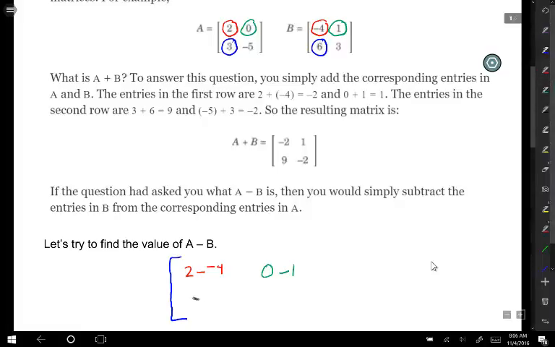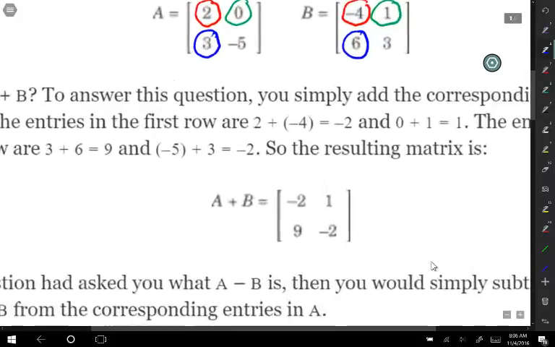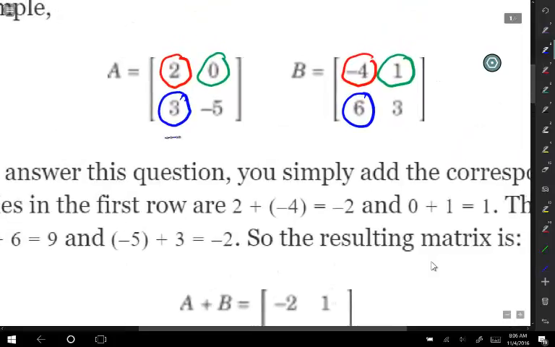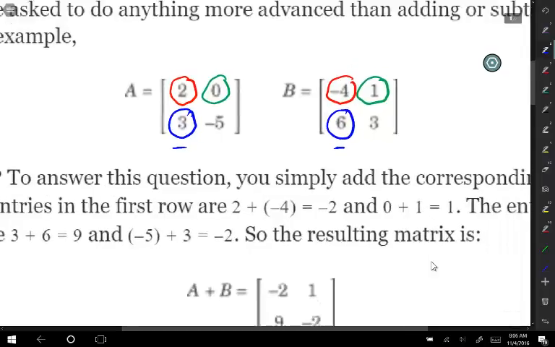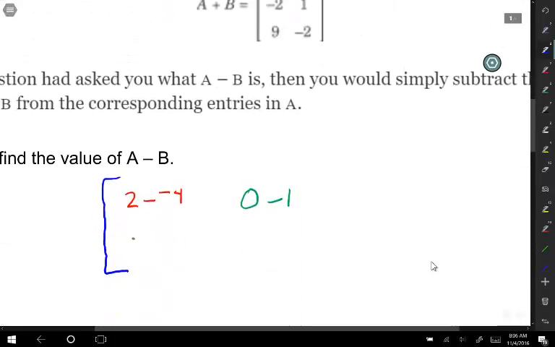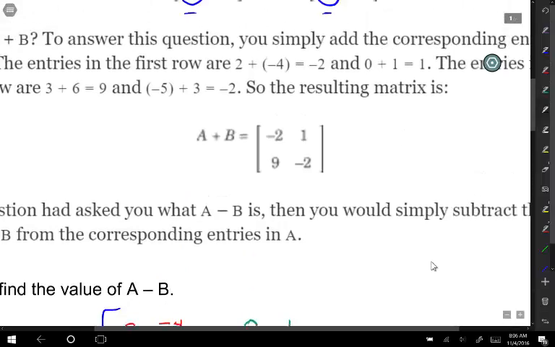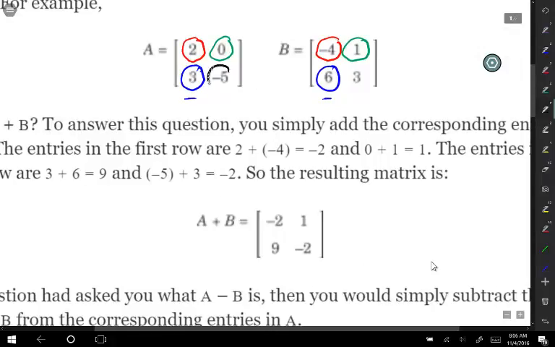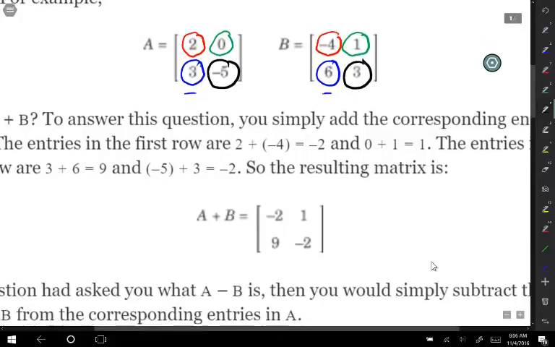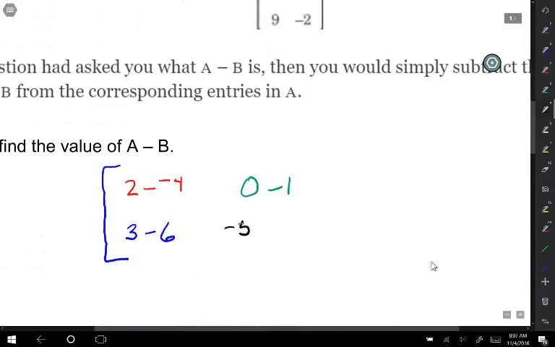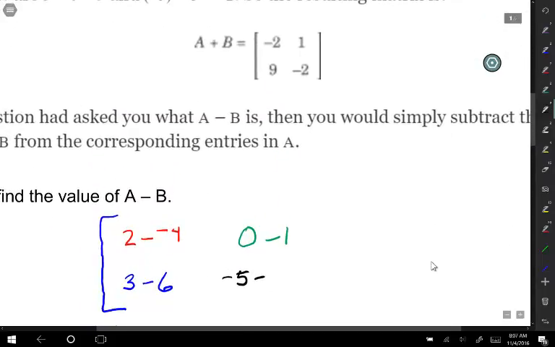What's the A coordinate? So we're going to take A minus B. Does that make sense? Yeah, 3. So we're going to have 3 minus 6. And then our last coordinate, circle them in black, A minus B becomes -5 minus 3.